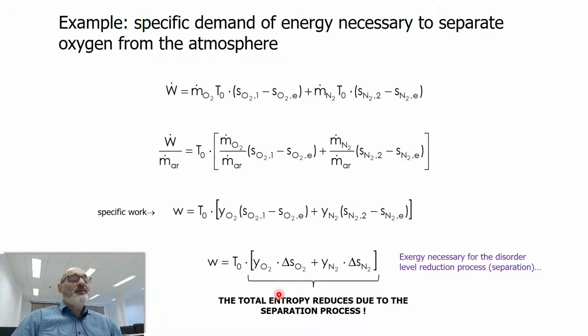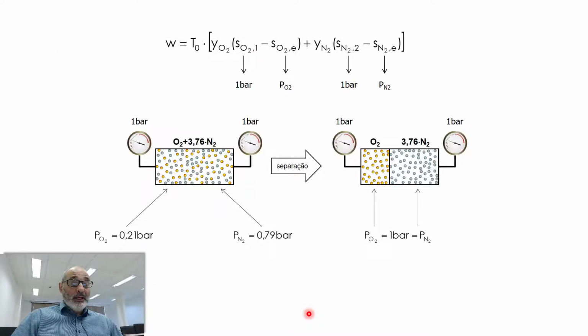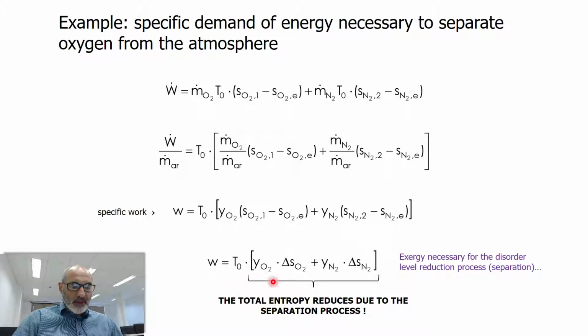And the total entropy of the system is being reduced because we are separating. Let's try to calculate, because this formula comes from our exergetic analysis with some simplifications. But now I mentioned that we are working with an ideal gas, so I want to get representative numbers to show you: how much these entropies are going to be reduced by the separation process.